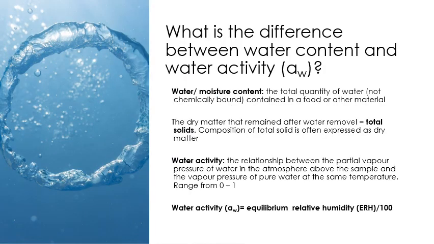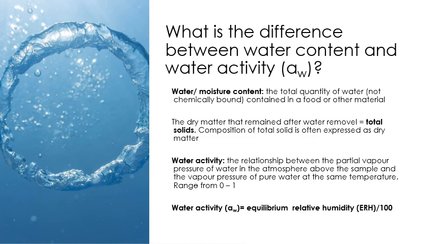It's important for us to differentiate between water content and water activity. They are not supposed to be used interchangeably because they have different meanings. Water or moisture content is the total quantity of water. We talk about free water and adsorbed water, but it doesn't include any chemically bound water that is contained in a food or other material. After we remove water, the dry matter that's left we call total solids. We express the composition of total solids as dry matter.